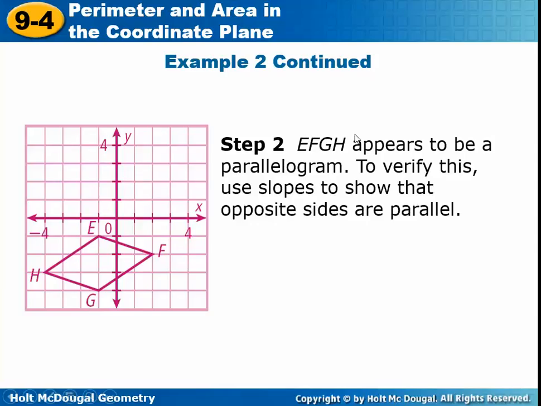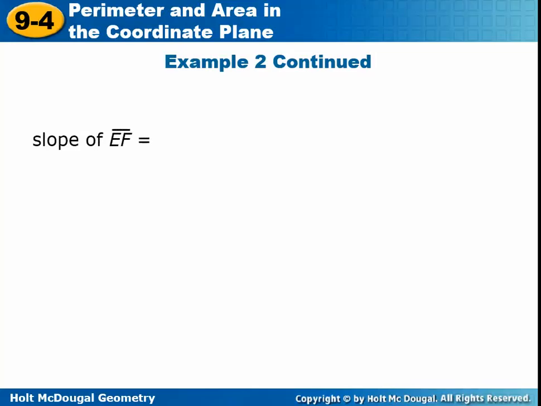Now it looks like this is a parallelogram, but we don't know for sure unless the opposite sides have equal slopes, because in a parallelogram opposite sides are parallel, which means they have equal slopes. So you have to actually check that because you don't know what formula to use. Like if this is a kite, it's a different area formula than if it's a parallelogram. So first we're going to check if that's a parallelogram.